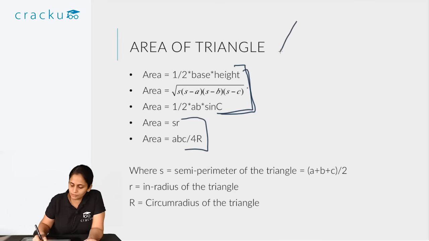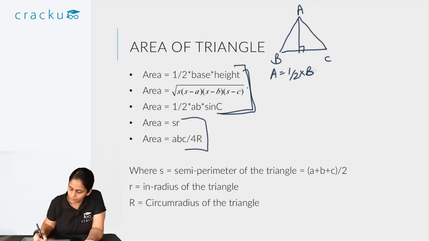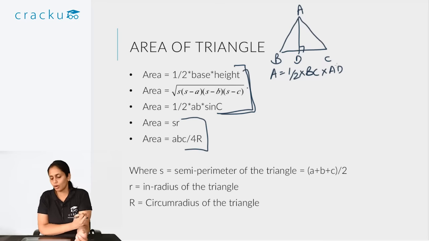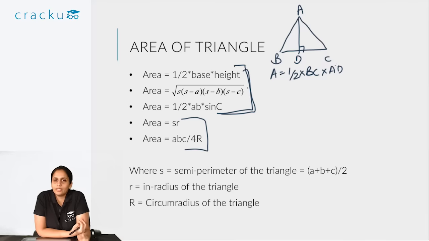As you know, the basic formula is half into base into height. So if this is ABC, what is height? Height is the length of the perpendicular dropped from the vertex. So if BC is the base, then area of the triangle is essentially half into BC into the length of the perpendicular dropped from A, that is AD. You should always know that whenever you have the height of the triangle, you have very important information available to calculate the area of the triangle. That is how you calculate the area of the triangle in most cases.